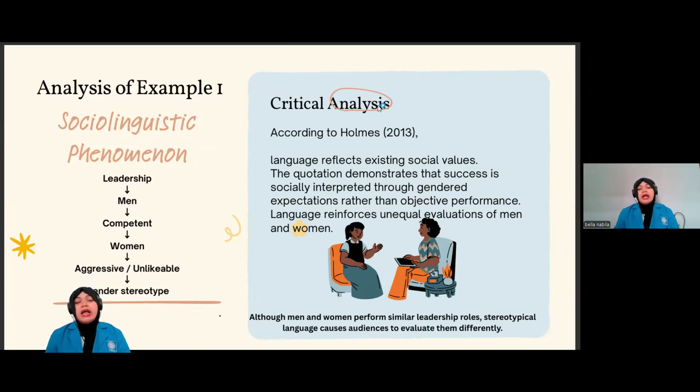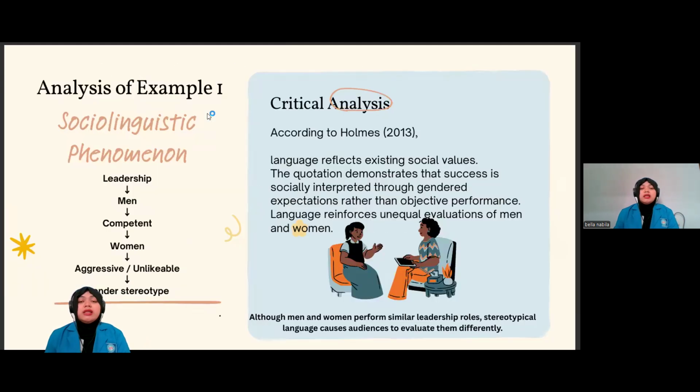The critical analysis is, according to Holmes, language reflects existing social values. The quotation demonstrates that success is socially interpreted through gendered expectations rather than objective performance. Language reinforces an unequal evaluation of men and women. Although men and women hold similar leadership roles, stereotypical language causes the audience to evaluate them differently.